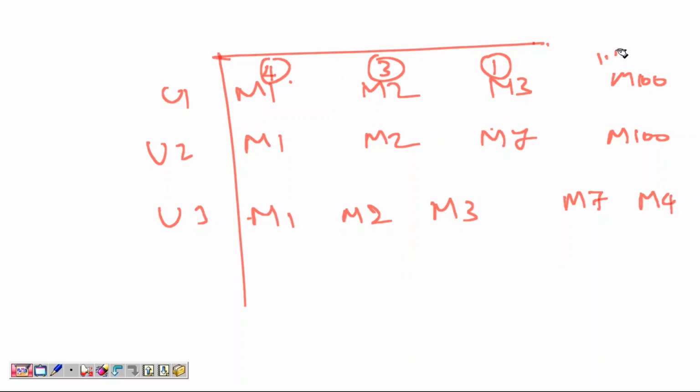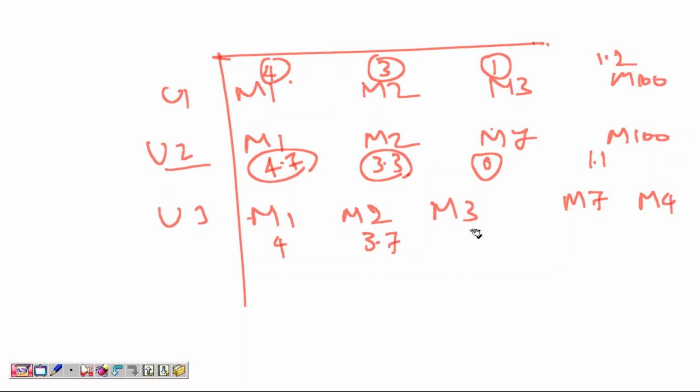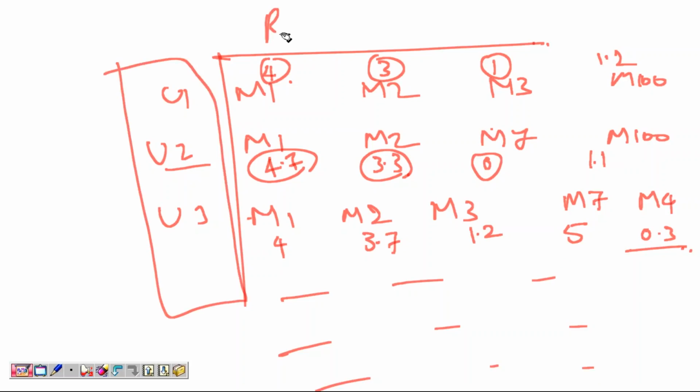Okay, and here 1.2 rating. And user 2 for movie 1 has given 4.7 rating, and movie 2 3.3 rating. For movie 7, 0 rating. For movie 100 he has given 1.1 rating. Again here rating 4, 3.7, 1.2 and 5 rating, and movie 4 0.3 rating, like this. Now I want to build a recommendation system.